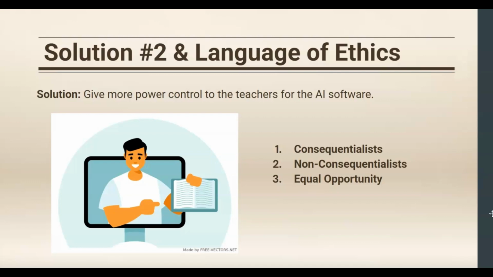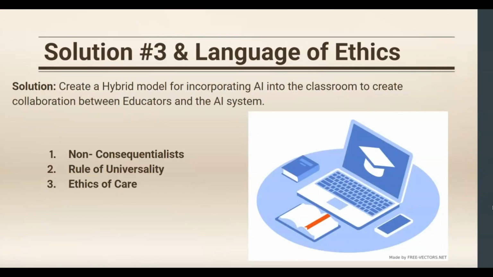Next solution. All right, now we're on our last solution and talking about the language of ethics. The first one that does not support this solution is non-consequentialist. It's because in this scenario, since teachers are now working with the AI system, they're not going to be thinking about judgment and they're not going to be thinking about rules. They're mainly going to be thinking about the outcome, about what's going to happen.